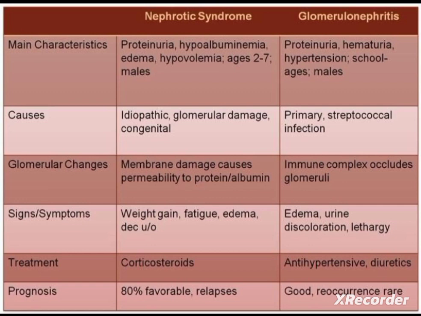When we assess chronic glomerulonephritis, there will be recurrence of glomerulonephritis, but it is rare. And when the glomerulonephritis recurrence is there, then it will go to the next stage, that is, chronic kidney disorders. So that's the difference between nephrotic syndrome and glomerulonephritis. I hope you understood this condition.